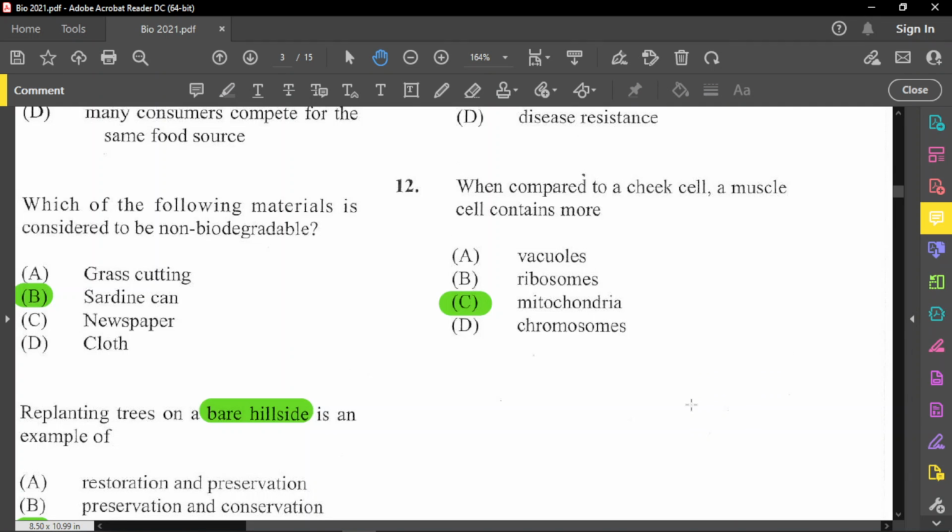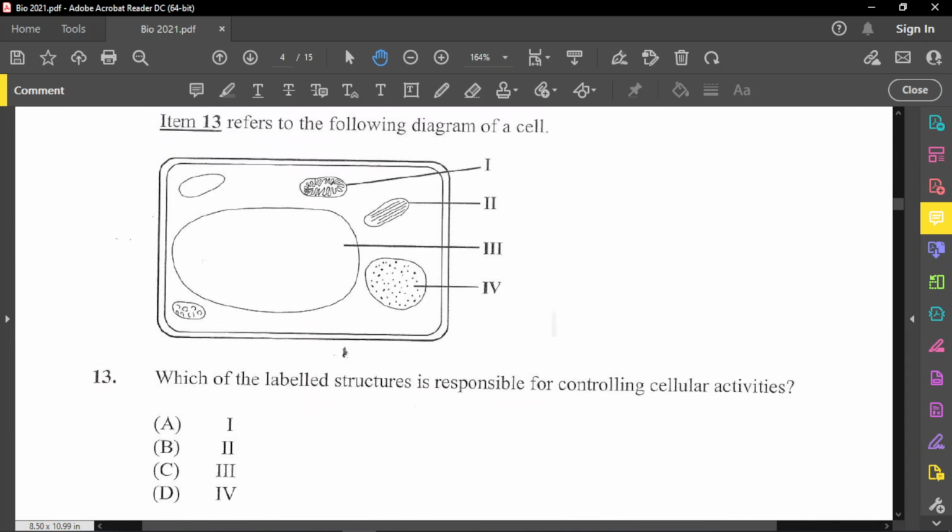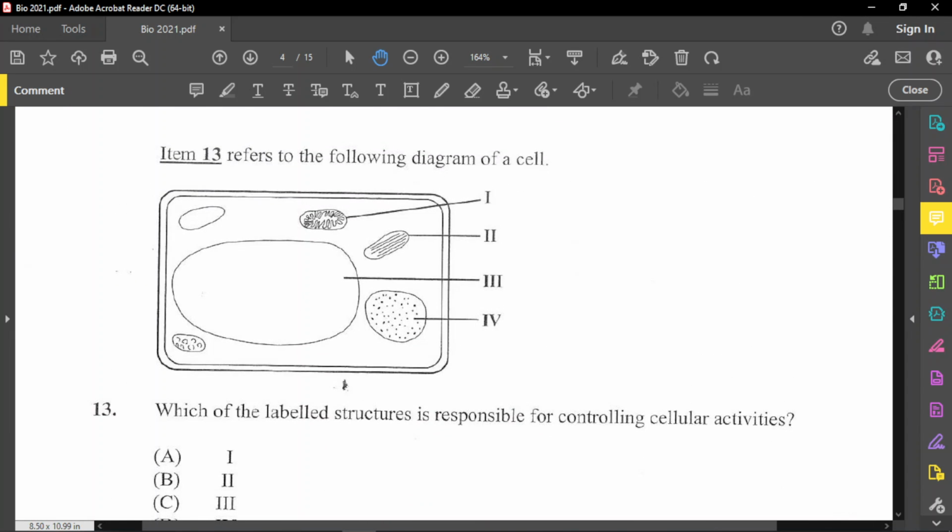That should be on the next page. Right, so question number 13 is right here. All right, and question number 13 refers to the following diagram of a cell. And so the first thing I want to point out here is that this is a plant cell. How do we know it's a plant cell? If you look carefully, you notice there are 2 layers, in fact. So the outer one is the cell wall, the inner one is the cell membrane.